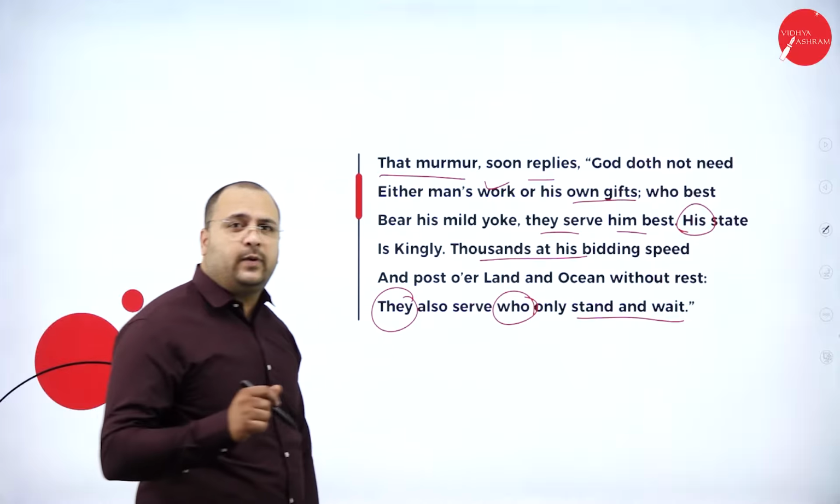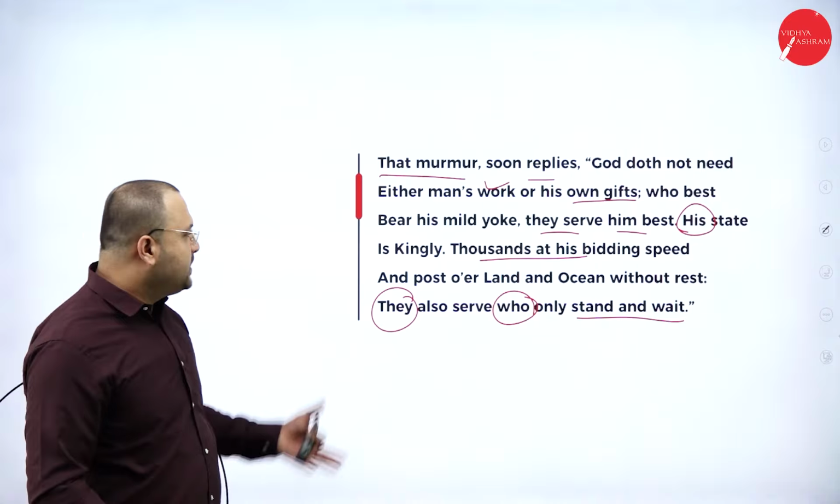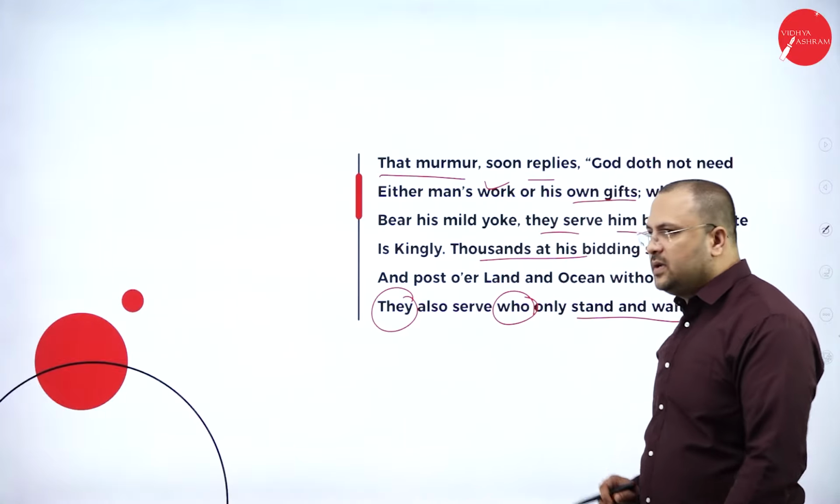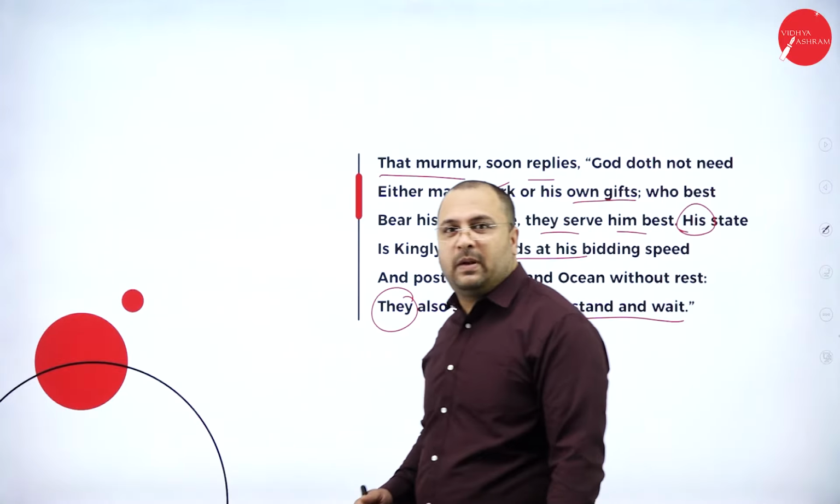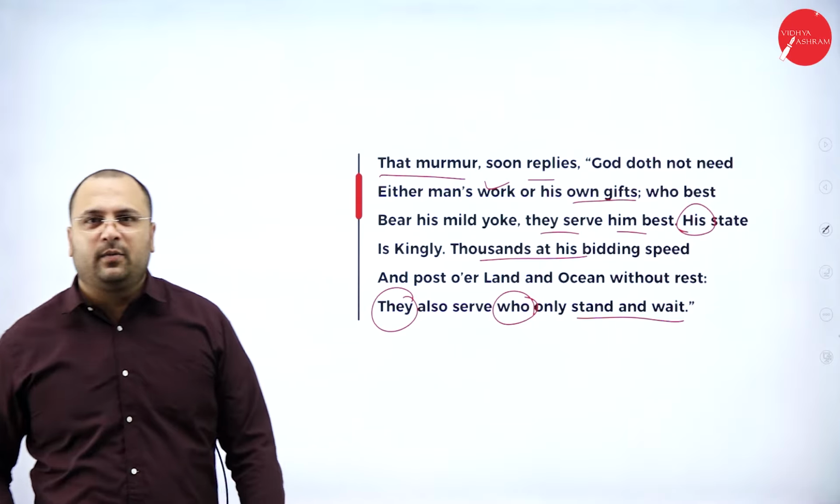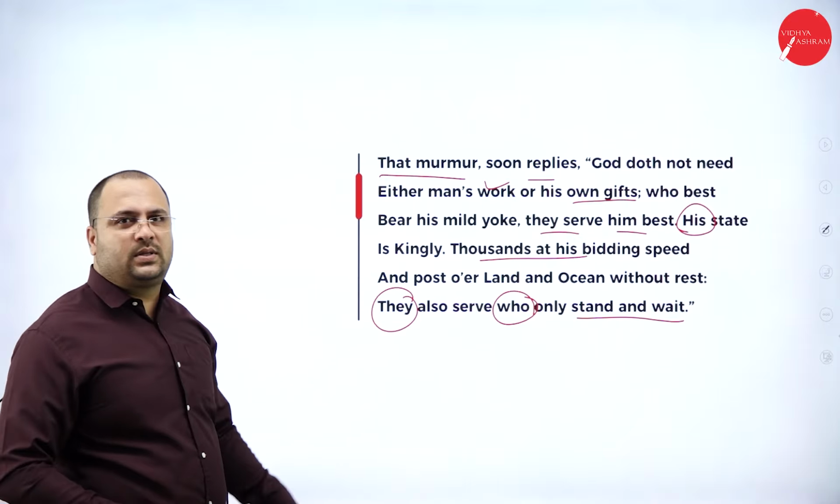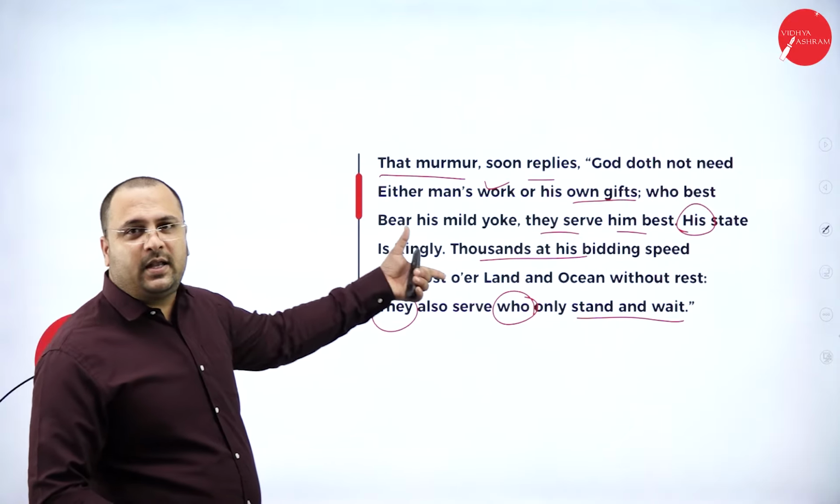The stand and wait is very important. What is the stand and wait? Stand and wait is patience. So here he is talking about this patience. At this point of time, the poet was blind. He was really confused. He was really troubled. Therefore, he asked God. And to answer his doubts, patience replies to his questions.